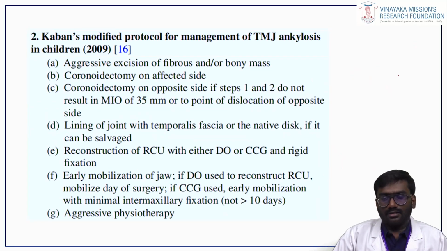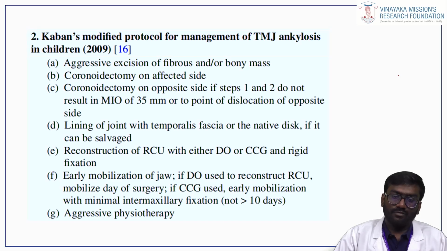As I told in the previous point, the costochondral graft does not offer predictable growth. So Caban modified his protocol in the year 2009. The initial steps remain the same: aggressive resection of the bony ankylotic mass or the fibrous ankylotic mass, whatever it is. Coronoidectomy on the affected side, that is the ipsilateral side. Coronoidectomy on the opposite side if the first and second steps do not contribute to adequate mouth opening, which is 35 millimeters. And lining of the joint by temporalis fascia or the native disc.